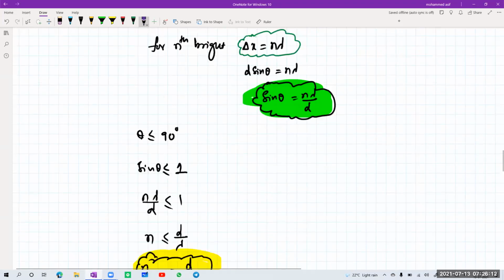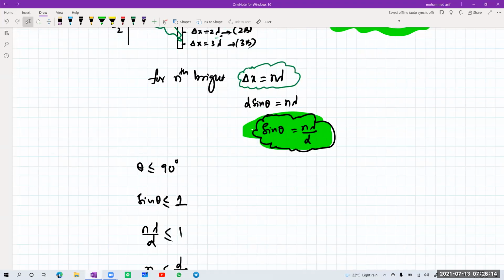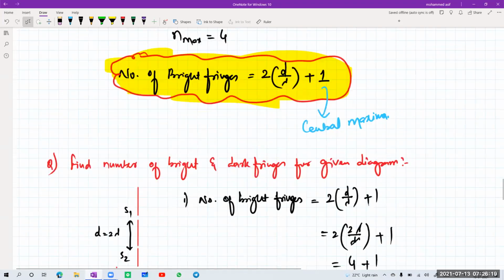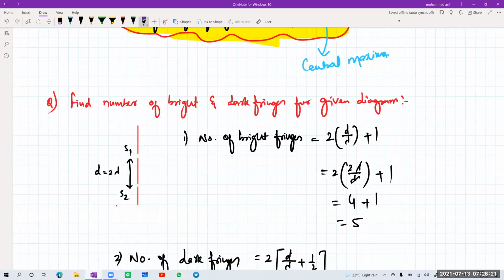If theta is very small, I told you sin theta can be taken as theta or tan theta. So n max value, how much am I getting? 2 into d by lambda plus 1. Now see this question better. Find the number of bright and dark fringes for the given diagram. The distance between the two sources is 2 lambda. The number of bright fringes means how much? What is the formula? 2 into d by lambda plus 1. d is how much? 2 lambda divided by lambda. Lambda will get cancelled. 4 plus 1, that will be equal to 5.